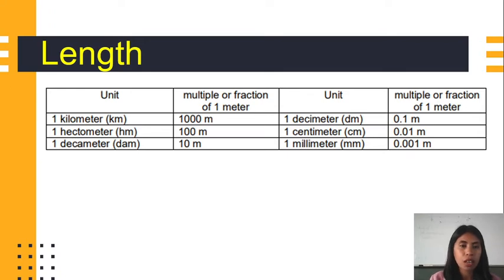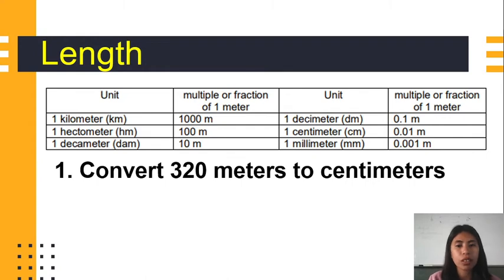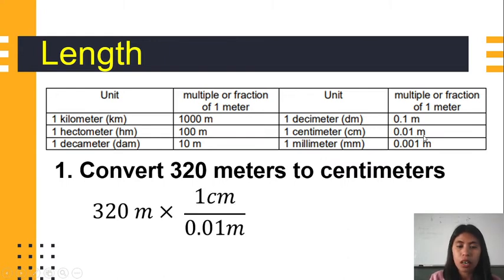So how do we convert using this table? Convert 320 meters to centimeters. Since we need to change meters to centimeters, look at the unit centimeter. We have here centimeter to meter, so we will use this conversion. Copy 320 meters times; since we have meters there, our denominator is 0.01 meter. The numerator is 1 centimeter. So meters cancel. 320 times 1 is 320, divided by 0.01, we have 32,000 centimeters.